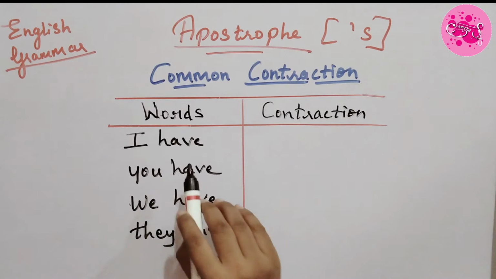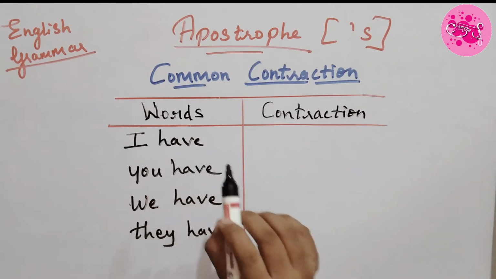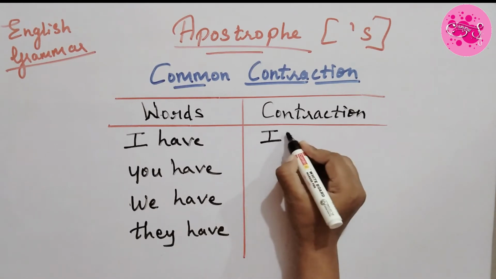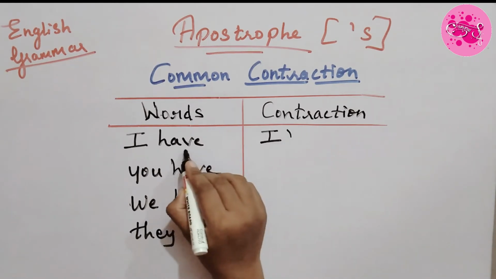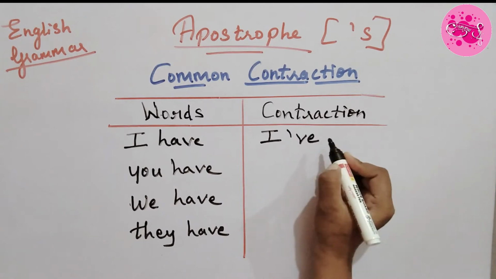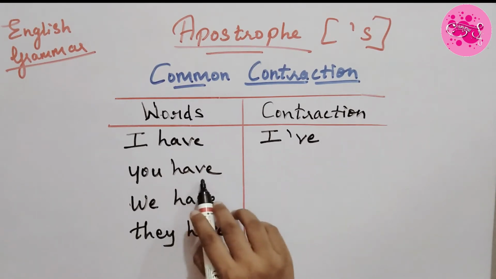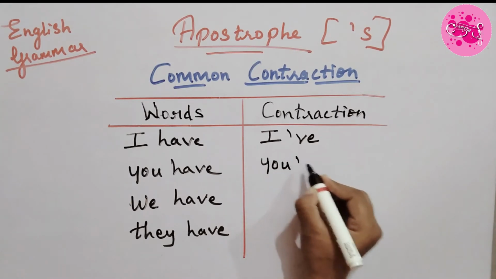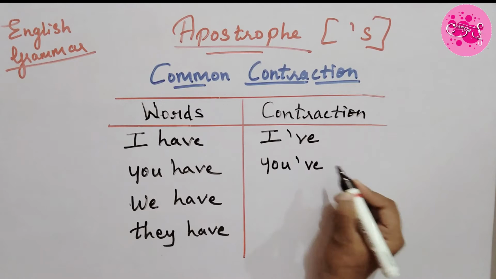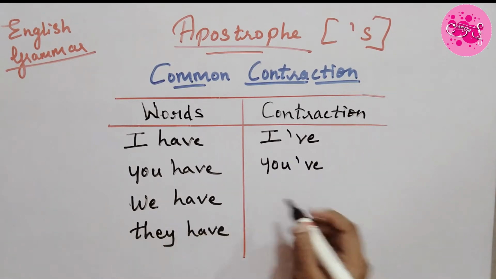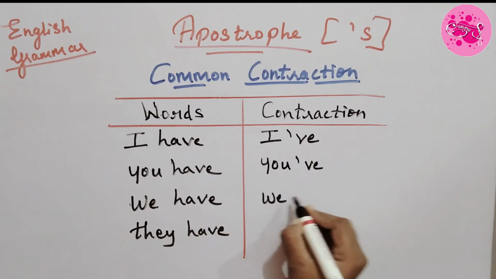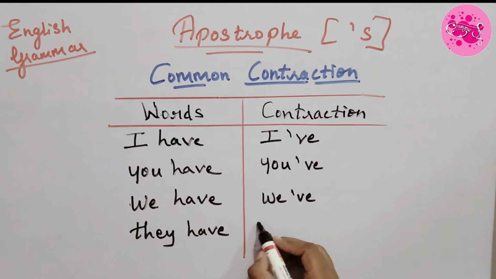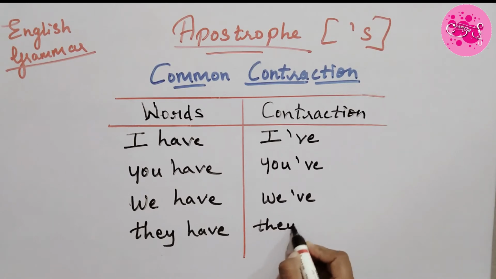Okay, next is I have. So here what we have to do is write I, apostrophe, and the last two letters, that is ve. I've. You have, same, we write you, apostrophe, ve. We have, here also we have to write apostrophe ve. They have, they apostrophe ve.